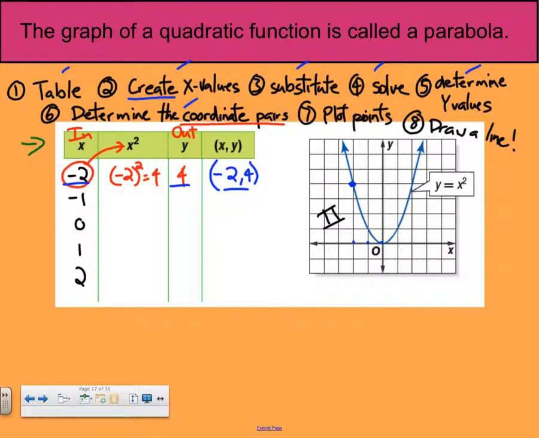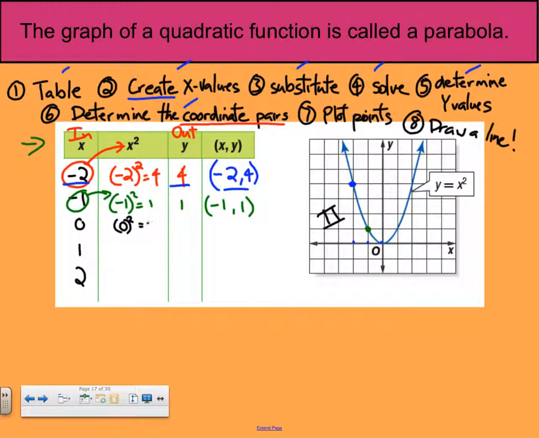So we've got negative 1. I'm going to substitute that in for x, okay, and I end up with negative 1 squared, and that's going to equal 1. So my y value is 1. When x is negative 1, y equals 1. I've determined my coordinate pair. I'm going to plot that point, negative 1, 1, is right here. Now I'm going to continue to do that for the rest of these.